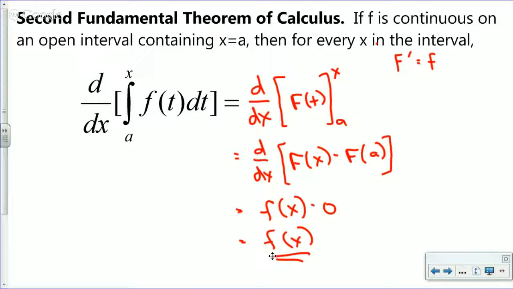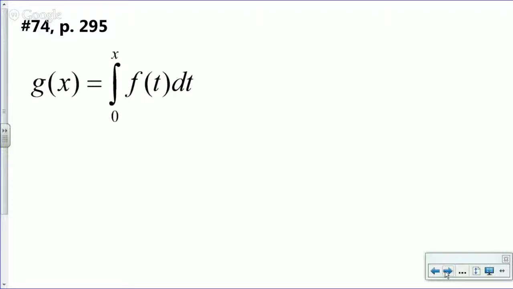Okay. So whenever you see something weird like this, all you have to do is take that x, put it in for the t, then your answer will be f of x, whatever your function is. Okay. We'll do a couple examples. These are, again, real fast. This is number 74 on page 295. All right, it says g of x is the integral from 0 to x of f of t dt. Okay, well, if I take the derivative of both sides, let's do d dx.